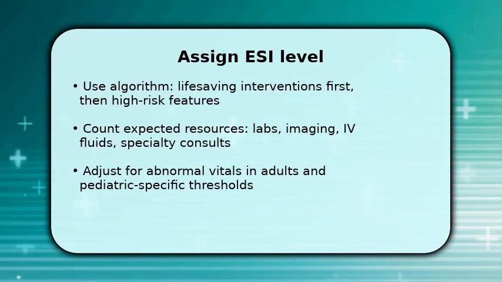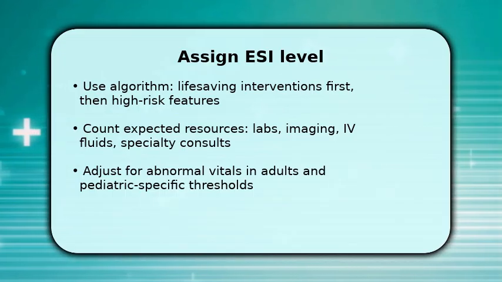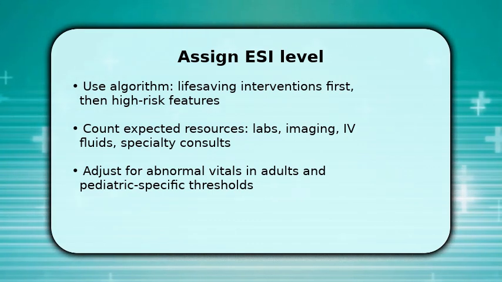You now apply the algorithm step by step. Ask whether the patient needs immediate life-saving intervention. If not, evaluate high-risk presentations and abnormal vital signs. Once done, estimate the number and type of resources the patient will require: monitor, room, labs, imaging, or specialty consults, and use that count to refine the ESI level. Make sure to use age-specific vital limits for children. Throughout, verbalize decisions to the team so room placement and staffing match the assigned ESI.